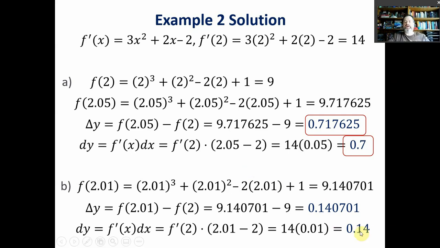So you can see here, this one is much more accurate. This estimate is accurate to 3 decimal places. This was accurate to 1. This is accurate to 3. That sort of makes sense because in part B, you're not moving as far down the function. So the tangent line stays closer, and it's a better estimate. And that's how it works.